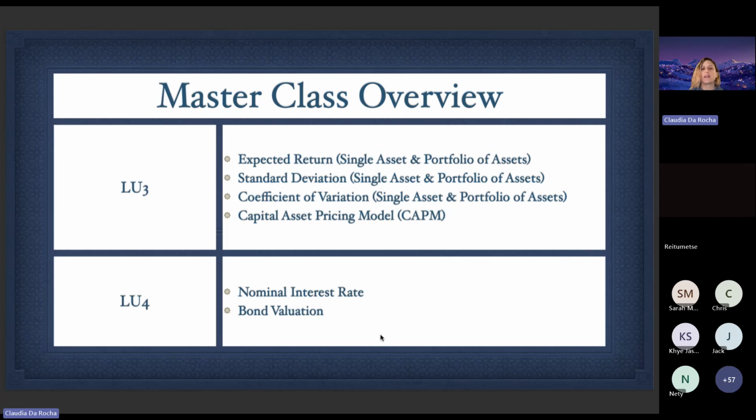So there are 2 main calculations in learning unit 4: your nominal interest rate and your bond valuation. A nominal interest rate being how do you calculate a rate that's inclusive of inflation, and then bond valuation, how do we value bonds if we want to invest in them. So it's from an investor's perspective.